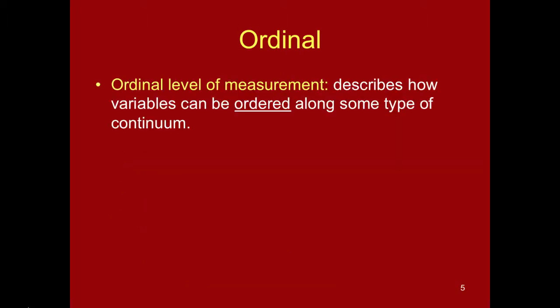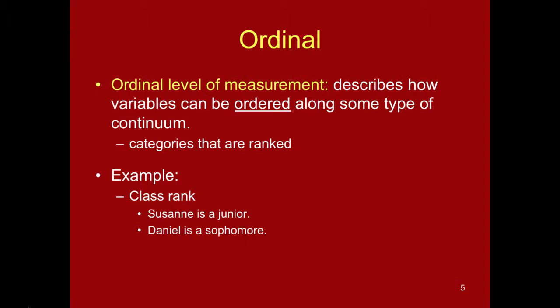The ordinal level of measurement describes how variables can be ordered along some type of continuum. That is, with the ordinal level of measurement, categories are ranked. This level is more precise than the nominal level in that it puts the categories in order, but it is less precise than the interval and ratio levels. Going back to our 2 survey participants, an example of a variable measured at the ordinal level is class rank. We found that Suzanne is a junior and Daniel is a sophomore.